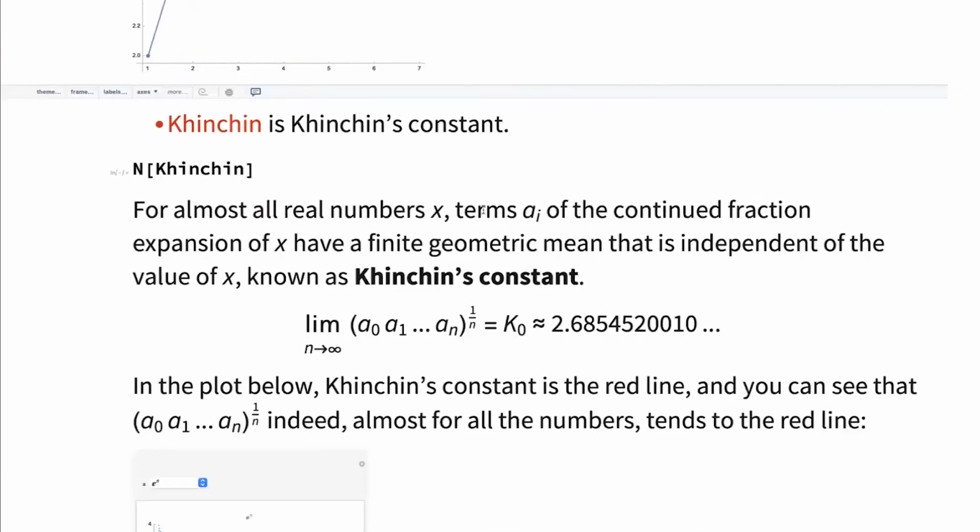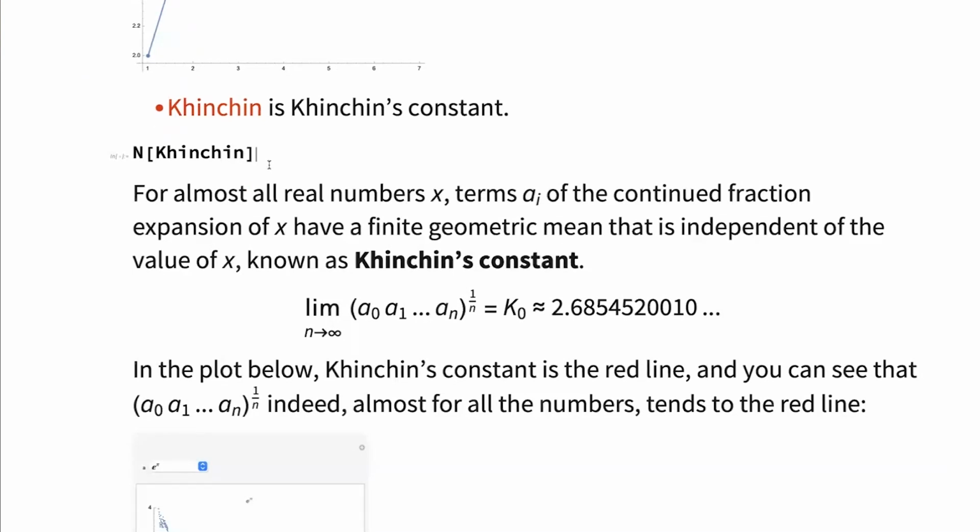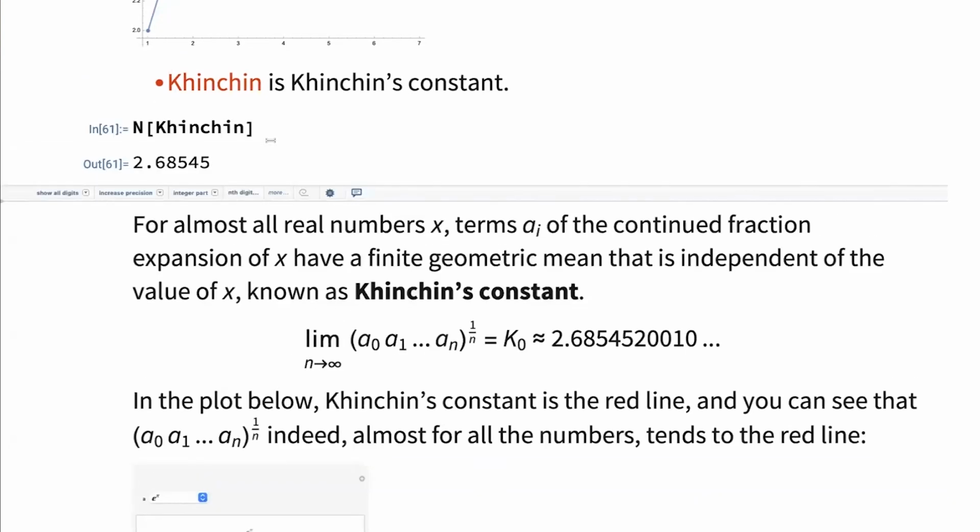Now let's talk about Khinchin's constant. So far, we only talked about functions. This is the first constant that we're going to talk about today. Khinchin's constant is a mathematical constant, which is approximately 2.68545.